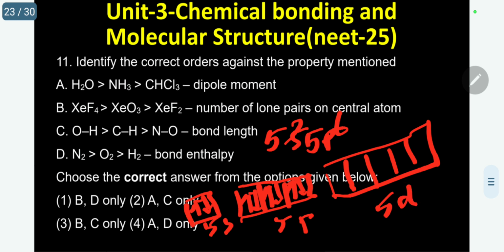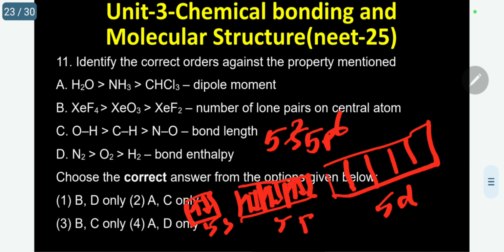XeF4 means 5d empty. Now what do you have to think of? XeF4 means 4 sigma bonds. XeO3 means 6 bonds are formed: 3 sigma bonds and 3 pi bonds. XeF2 means automatically a linear molecule.